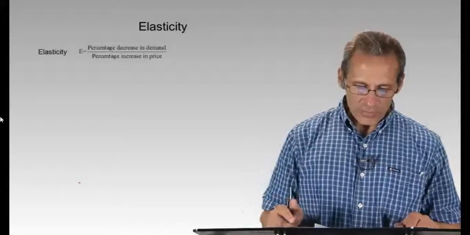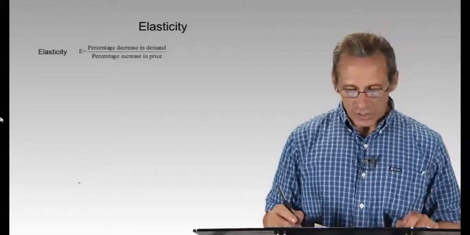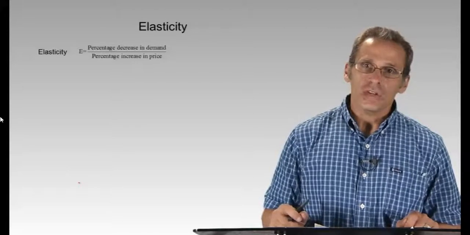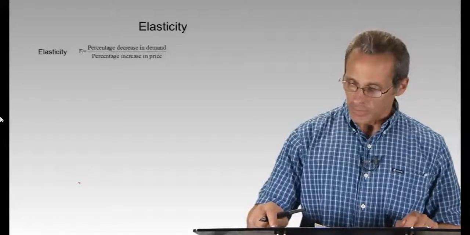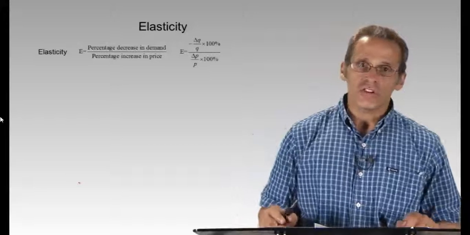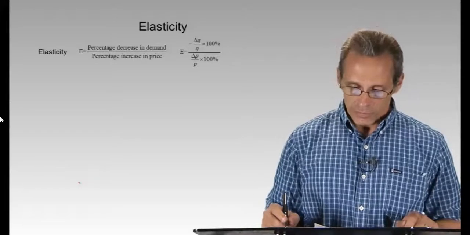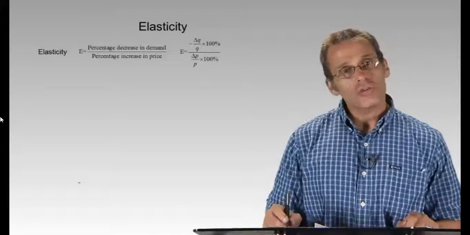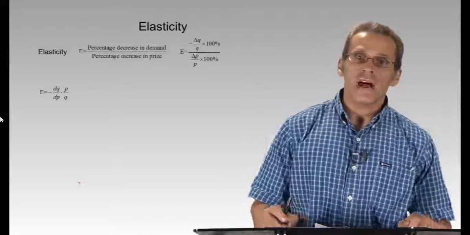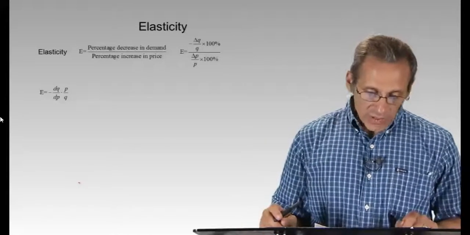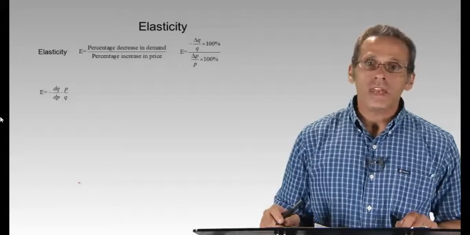So, elasticity is a ratio of the percentage decrease in demand to the percentage increase in price. So it's a percent decrease in demand over a percent increase in price. We'll re-examine this ratio in our first example. Since it's a decrease, we could think of this as negative the change of demand over the total demand times 100% divided by the change of price over the total price times 100%. The calculation to find the elasticity is to take negative the derivative of Q with respect to P and multiply by P divided by Q.